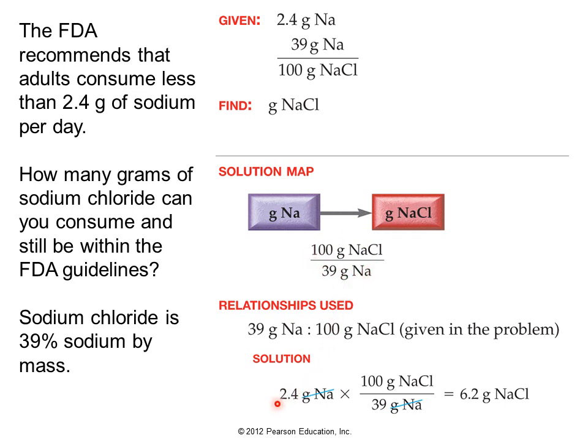We set it up like this. 2.4 grams of sodium, that's the federal guideline. Here is the percentage conversion factor, arranged so that the grams of sodium cancel. And we can have 6.2 grams of sodium chloride and be just within the FDA recommendation.